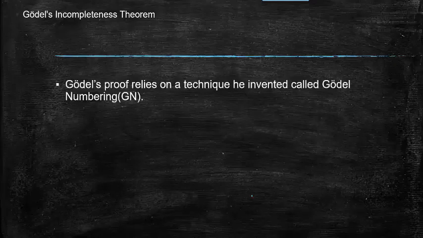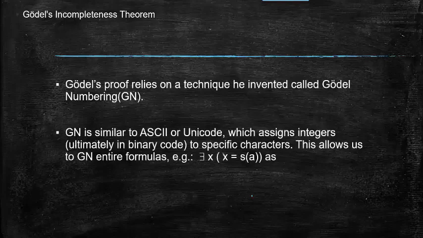Gödel's proof relies on a technique he invented called Gödel numbering. Gödel numbering is similar to ASCII or Unicode, which assigns integers, ultimately in binary, to specific characters. This allows us to Gödel number entire formulas, such as "there exists an x, such that x equals S of A, the successor function." And it would look something like this: each symbol is assigned a number.